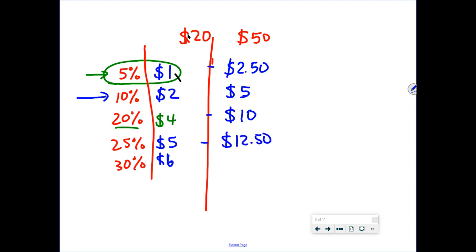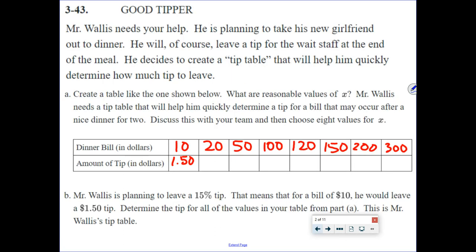And to find 30%, well, I can do 10% 3 times, right? 10 times 3 is 30, so 5 times 3 would be $15. Okay? Now, if you did not master this concept, that is okay. But that is a skill I do want you to practice, because that is one of the most commonly used math skills that you will have the rest of your life, okay? All right, now using that skill, let's go back to this.